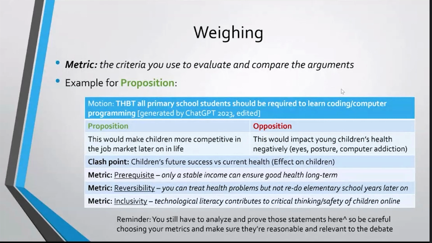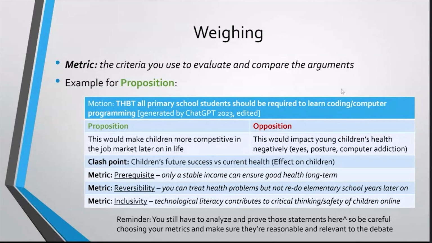We could also use reversibility as a metric and try to convince the judge that we can treat the health problems that occur right now by, say, getting glasses or something like that, but we cannot go back in time and redo those elementary school years later on. And this would work particularly well if you have analysis about why it's so important to learn coding or computer programming so early on, like in primary school, and also learn it in school, which, unless you're going to a private school, is going to be free.